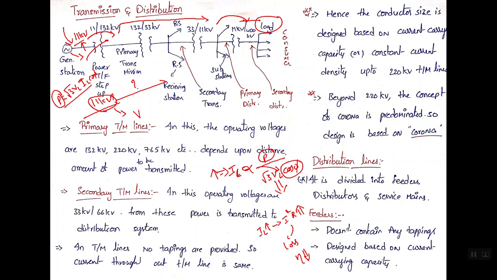And we know that the area of cross section of the conductor is proportional to the load current. If IL is higher, the area of the conductor must be high, so the cost will be high. Due to these disadvantages, we step up the voltage to a higher level and transmit it. After that we use distribution, and for this purpose we use transformers.